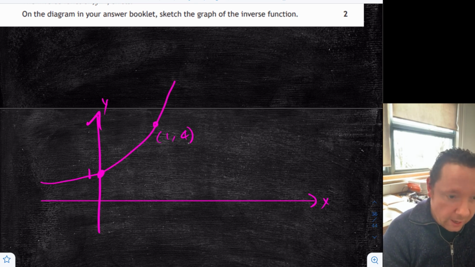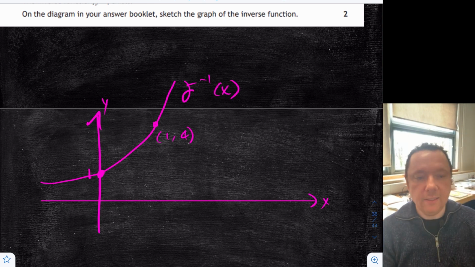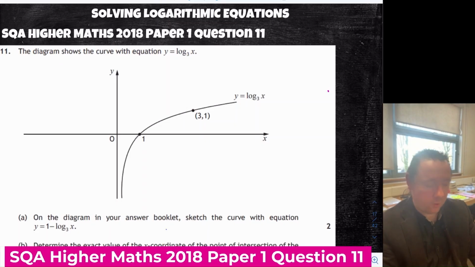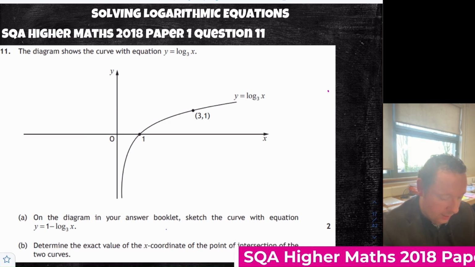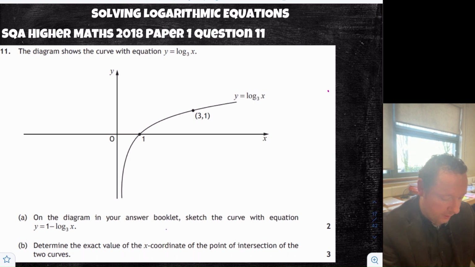And you can note that that is f of inverse f of x, f of minus 1 x. And we're done there. Solving logarithmic equations, SQA Higher Maths 18, paper 1, question 11. The diagram shows log 3x. On the diagram in the answer book, sketch the curve of equation 1 minus log 3x, and then find the point of intersection between the curves, which will be solved with logarithmic equations.